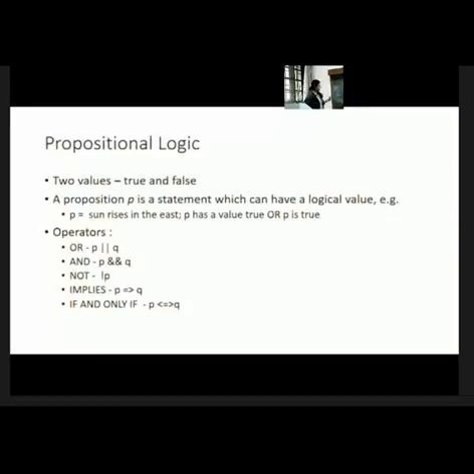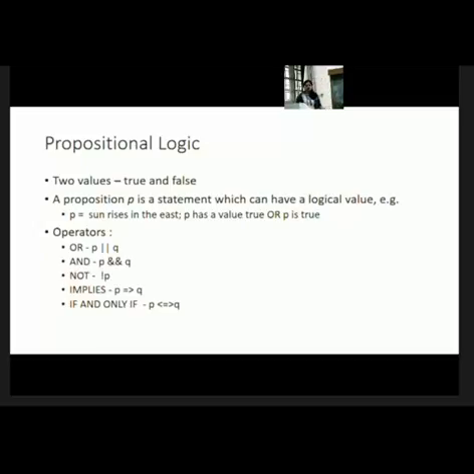Okay, then we come to logic. So logic has two values, true and false. You have propositional logic, in which you have a statement which could either be true or false. Something like the sun rises in the east, which is true. So the main condition is it should have a logical value. That is it. Then you have operators over it. So you have or, and, not, implies, if and only if. P is called a proposition. So P or Q is true whenever either P is true or Q is true. In other words, P or Q is false only when both P and Q are false.